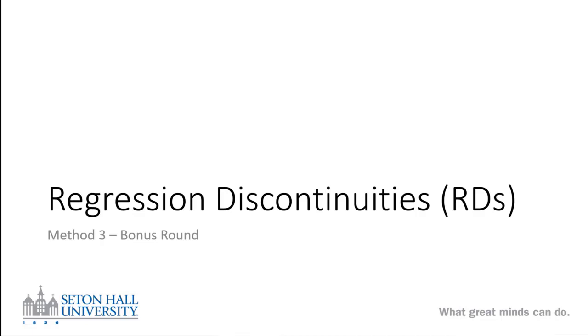So then the final method I want to cover today is what's called a regression discontinuity. And I really like regression discontinuities because they're so intuitive. A diff and diff is intuitive also, I think maybe a little more intuitive, but a regression discontinuity is also very intuitive and is very powerful for getting causal effects.